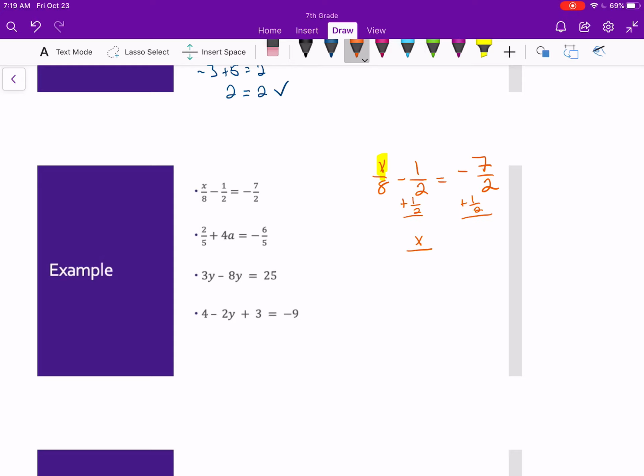So x over 8 is equal to negative 7/2 plus 1/2 is 6/2, which is just 3. So I'm going to write 3 instead. And then a fraction, remember, is another way of writing division. So we're going to multiply by 8 on both sides, and we get x equals 24.